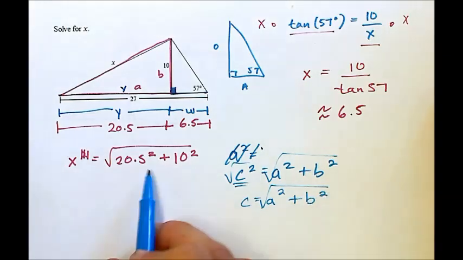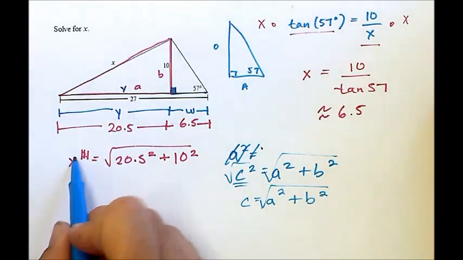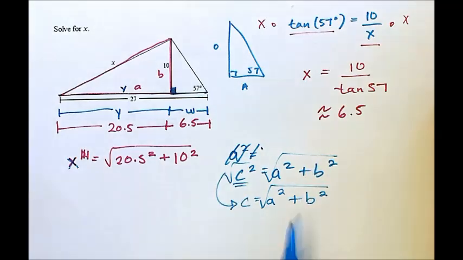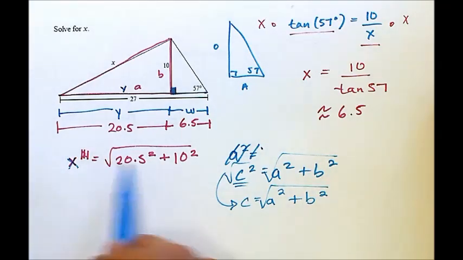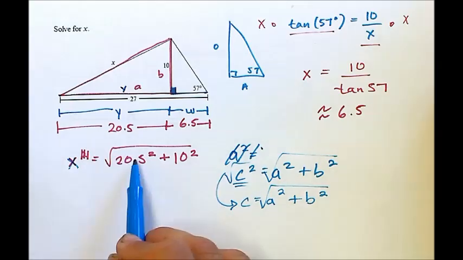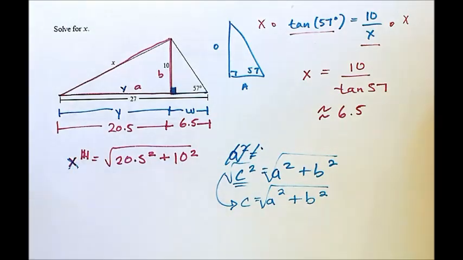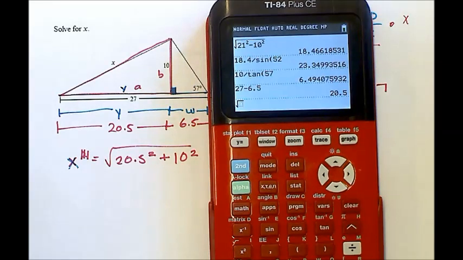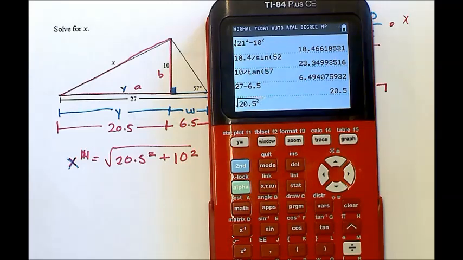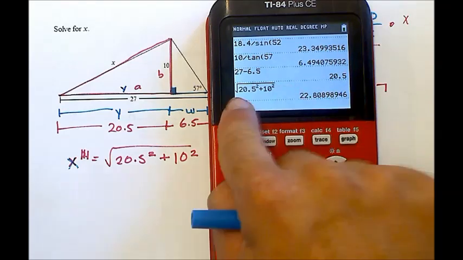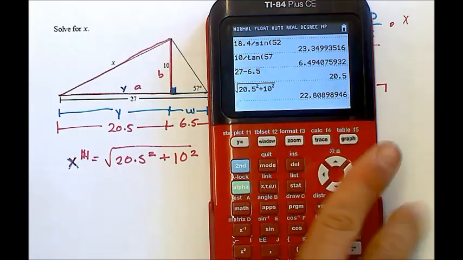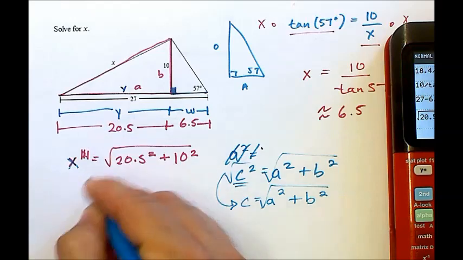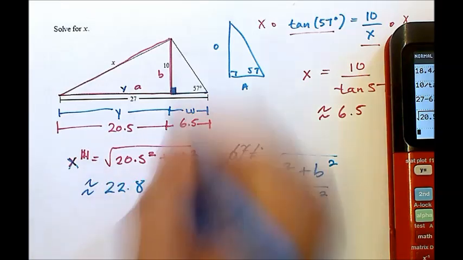Same thing happens here. I just fast forwarded a little bit and went from this step to this step here, saying, okay, I know that if I take the square root of both of my legs squared, I'll get my hypotenuse. It makes it easier when you're working in a calculator. It takes out some steps. So I just take the square root of my 20.5 squared plus my 10 squared, and with one calculation on my calculator, get an answer of about 22.8. And that would be the result of this here.